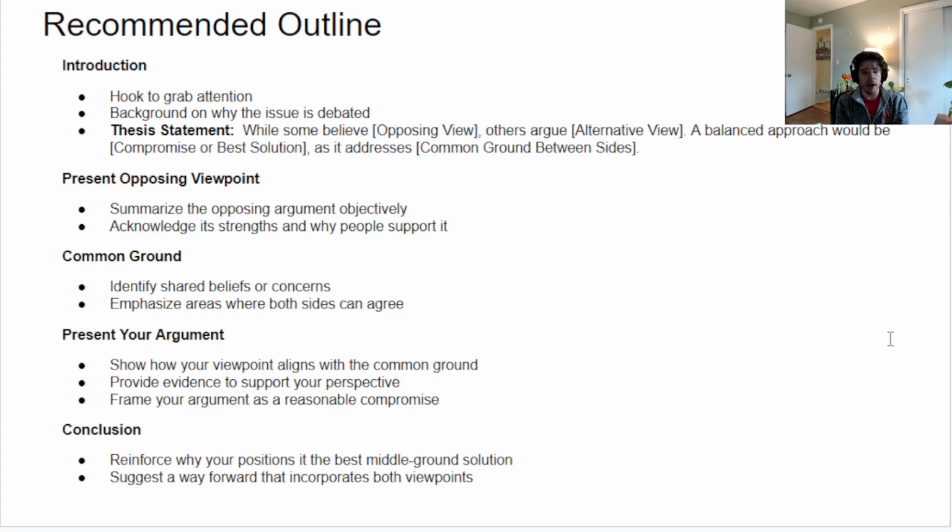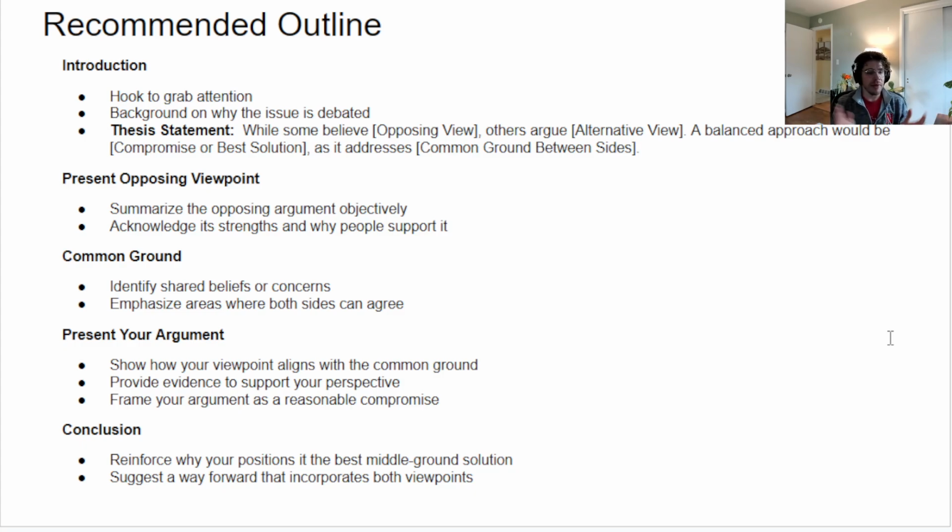You want to frame your argument as reasonable as possible, which means objective. You want to stay objective when you look at the facts themselves, and then after you have the facts and the objectivity down, then you get subjective. Then you say this is the common ground because then you have that reasoning in there.